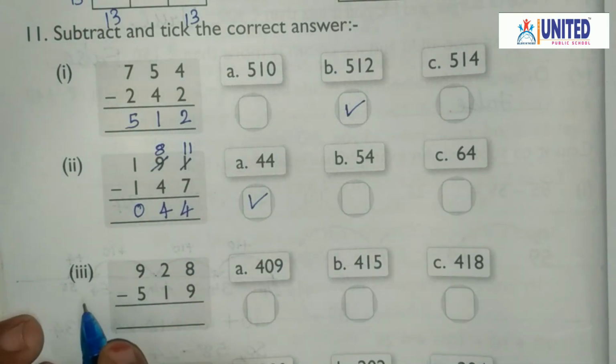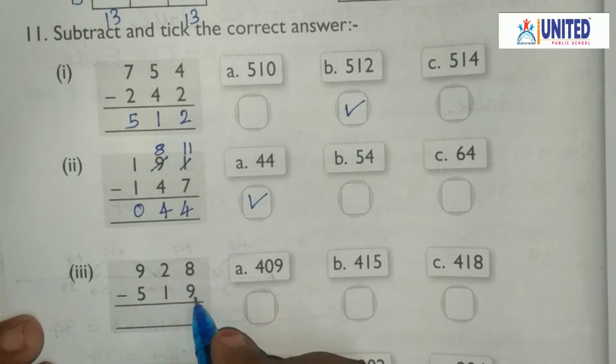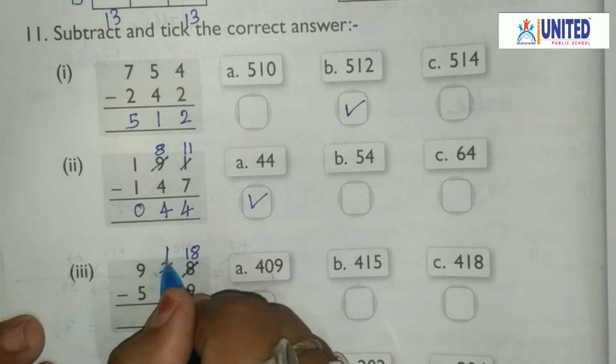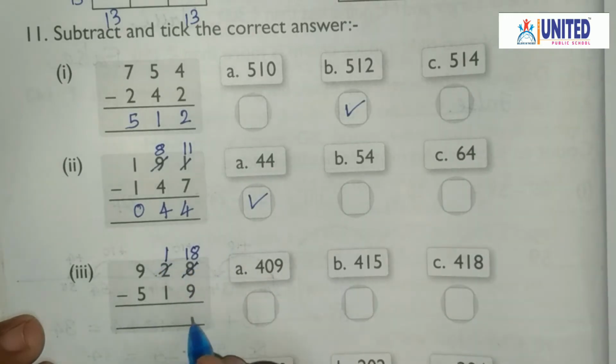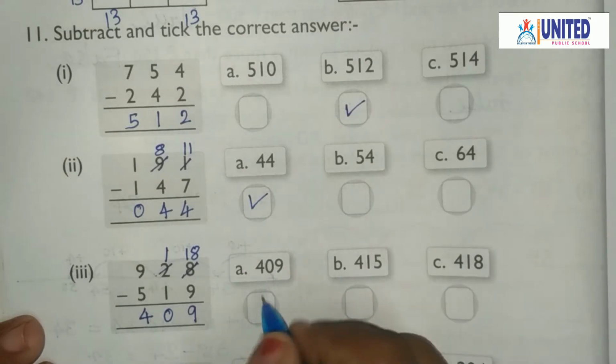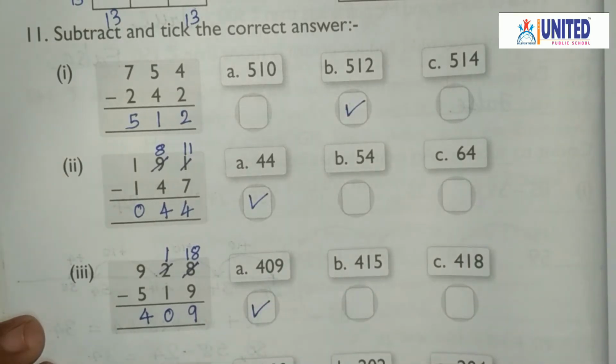Now number 3. 8 minus 9, not possible. So we take the borrow, 18. And here 1 remains. Now 18 minus 9 is 9. 1 minus 1 is 0. And 9 minus 5 is 4. So what is the answer? 409. So where is it written? In option A. So our answer is A.